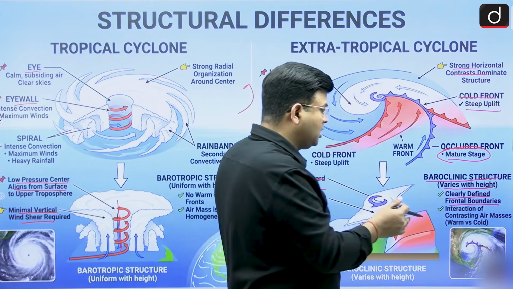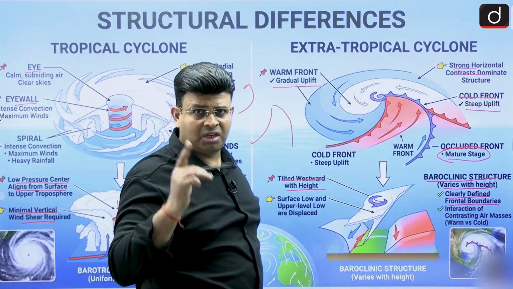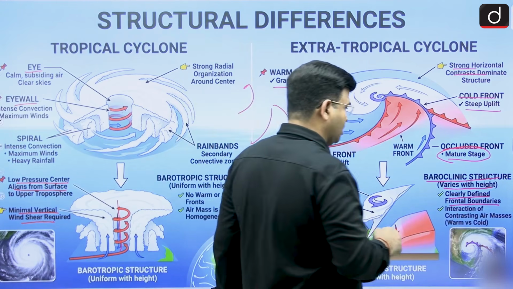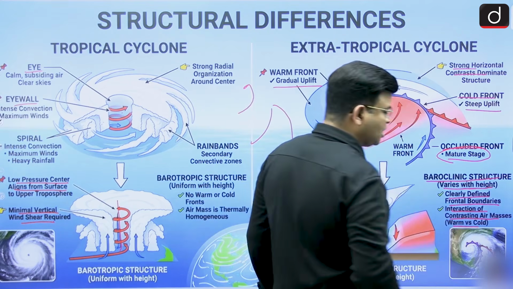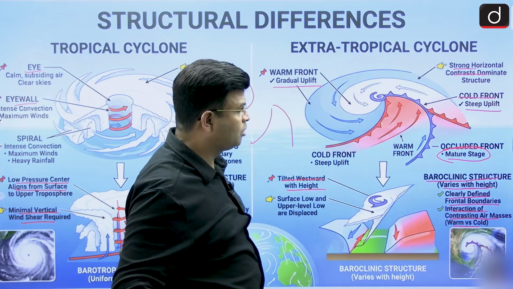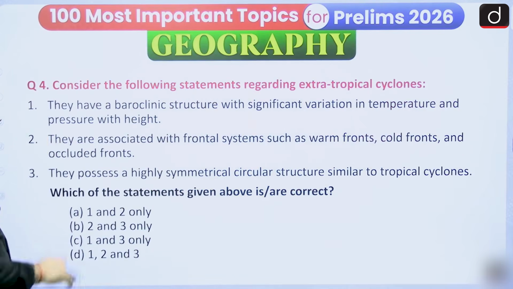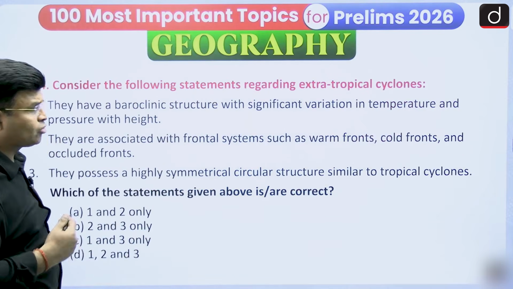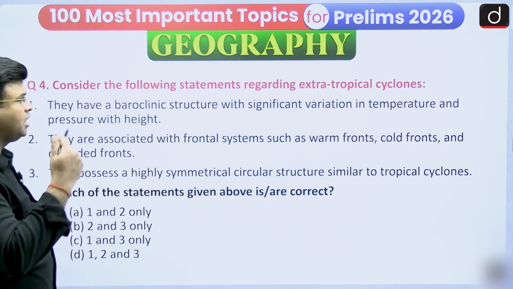So this clearly defines that yes, there are frontal boundaries. Baroclinic defines frontal boundaries, the interaction of contrasting air masses, warm versus cold, which means warm westerlies and cold polar westerlies are there. Now consider the following statement regarding extratropical cyclone, meaning temperate cyclone, and they have a baroclinic structure.